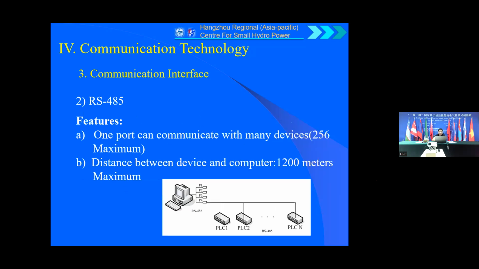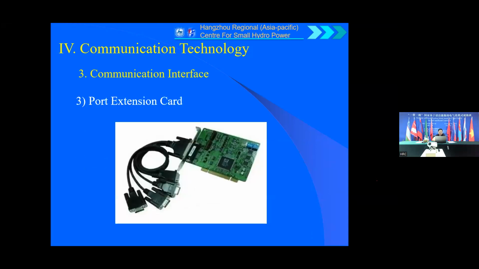The features for the RS-485 port: the first one is that one port can communicate with many devices. Normally we can connect many devices to one port, and the distance between the device and the computer, and also between the master device and the slave device, can reach 1,200 meters maximum. So it's a very long distance, much better than the RS-232 serial port. For the SCADA system, if there are not enough serial ports to communicate with devices, we can use a port extension card. We put this card in our computer, and we can get more serial ports.